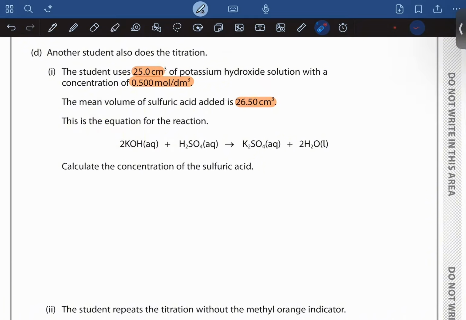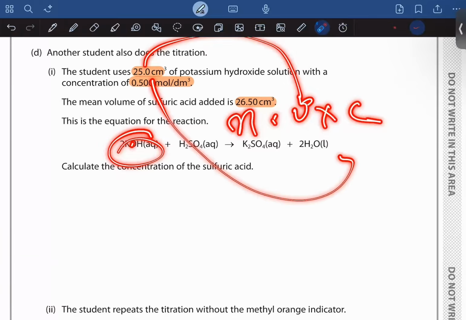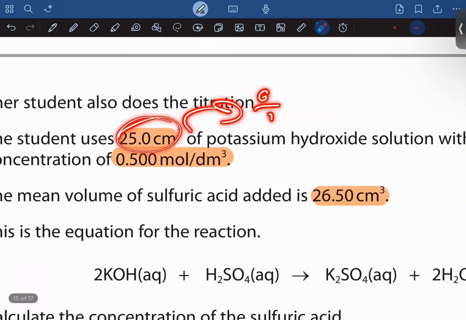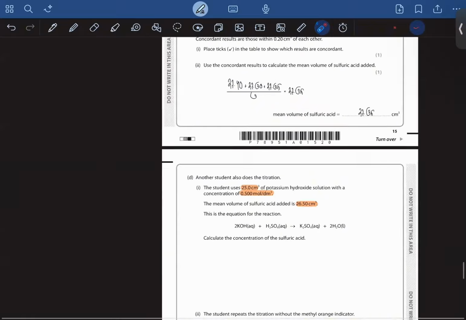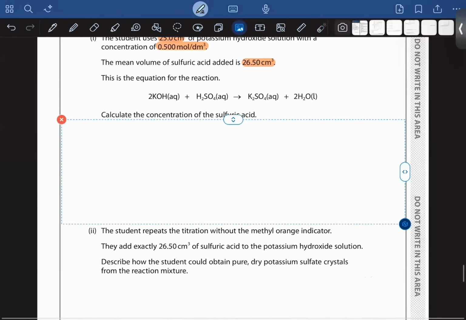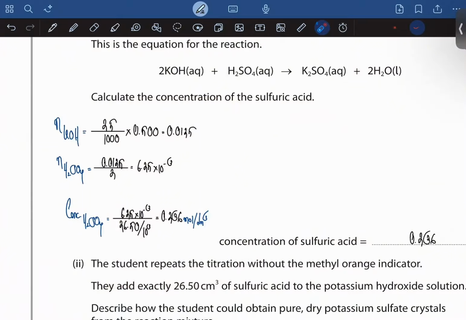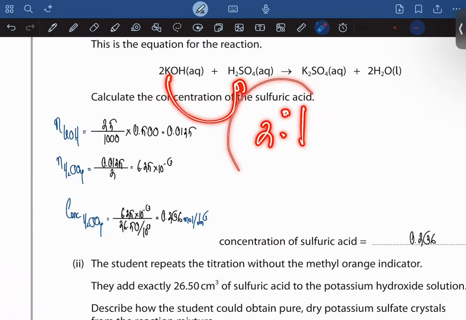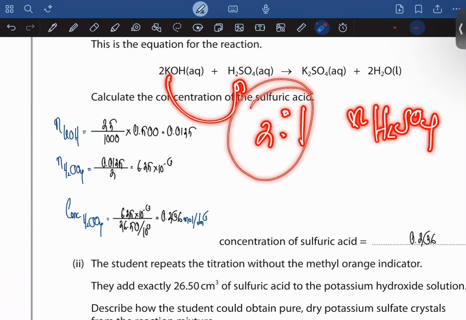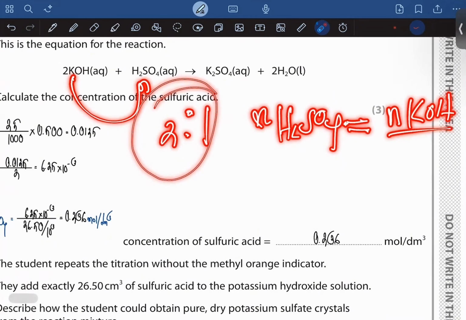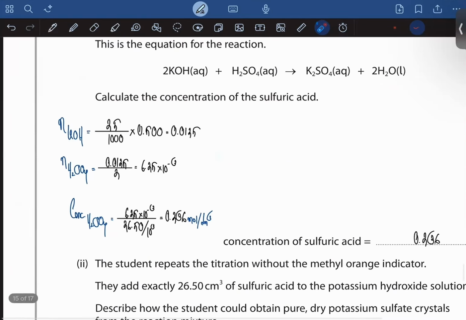So the number of moles of this is going to be volume times concentration. Now you have to ensure that the volume is in dm cubed, so what you're going to do is divide this by 1000. It will look something like this, right? Since this is in a ratio of 2:1, the moles of H2SO4 is going to be the moles of potassium hydroxide divided by 2, because this is basically in a ratio of 2:1.